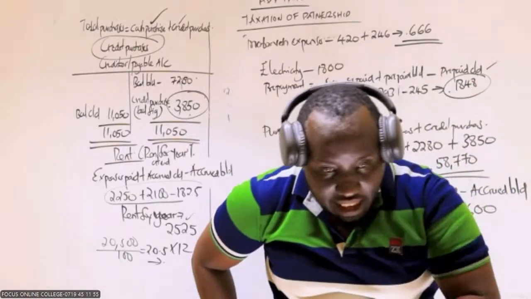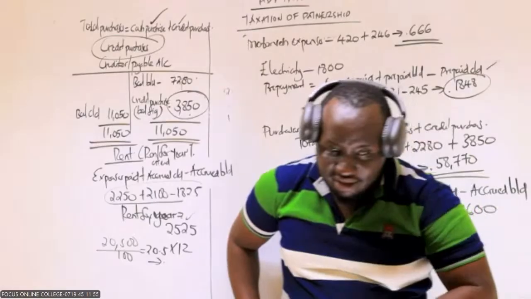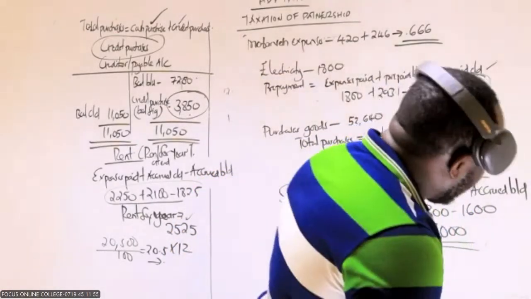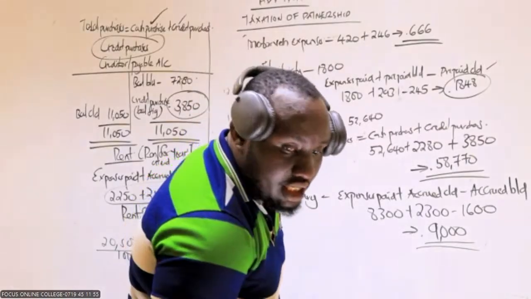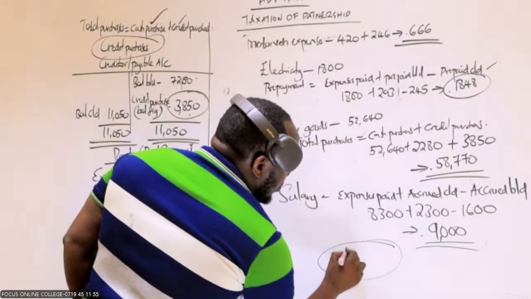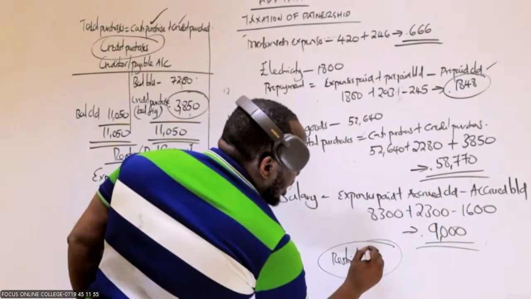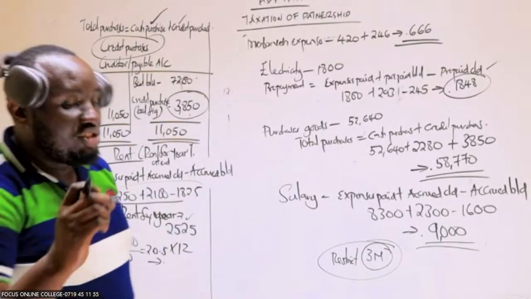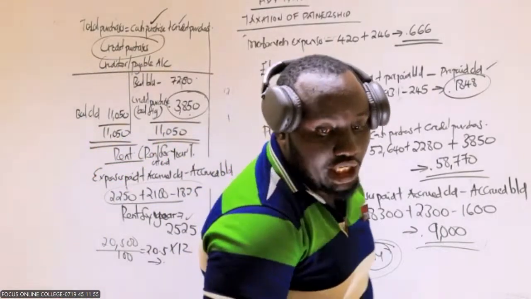Look at that saloon car. Good students, circle that saloon car. Is that something strange? We need to restrict it to what we call 3 million.